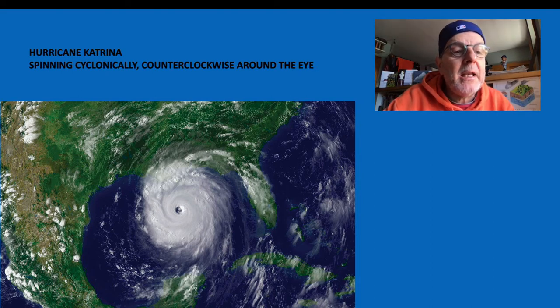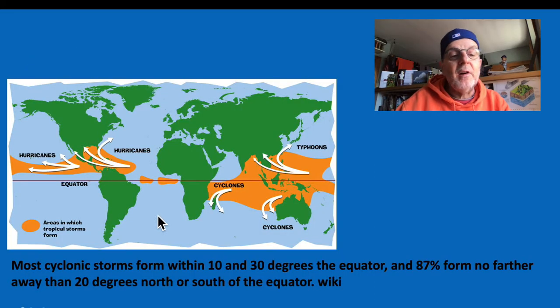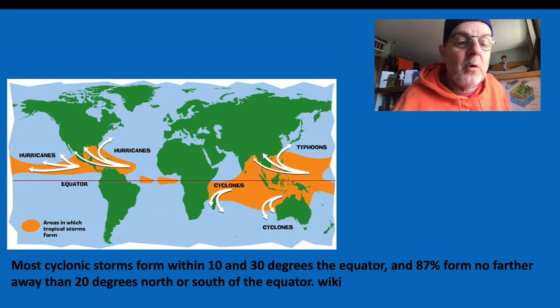Hurricane Katrina right here, spinning cyclonically, counterclockwise around its eye. The eye here in the middle, the eye wall on the outer edge of the eye, the strongest part of the storm. At the center of the eye, calm. Cyclonic winds moving in cyclonically to the low, and then you have these bands of rain, which are really bands of thunderstorms stitched or quilted together.